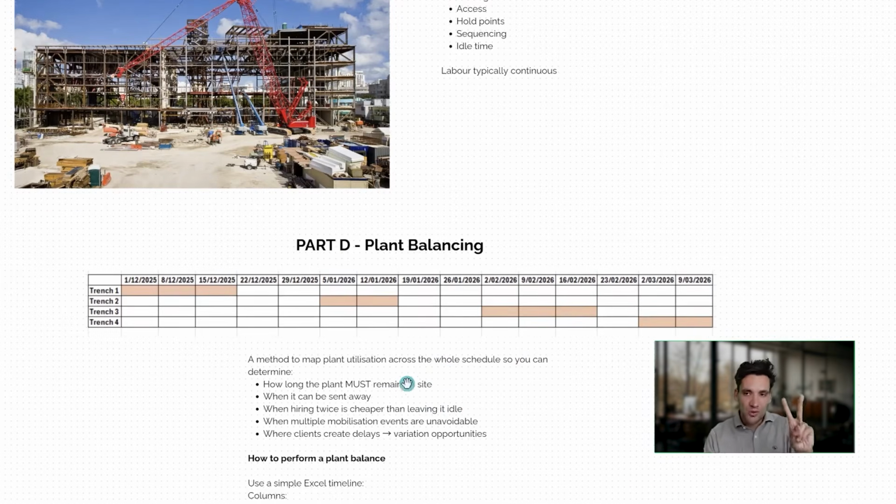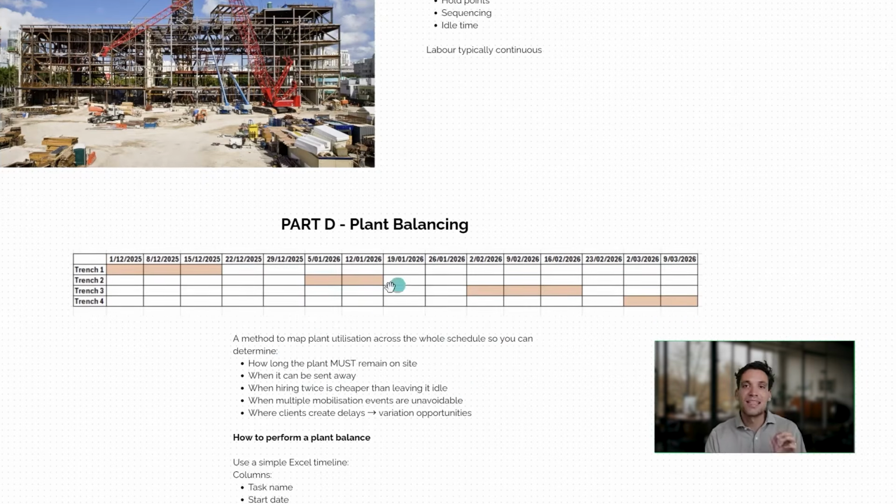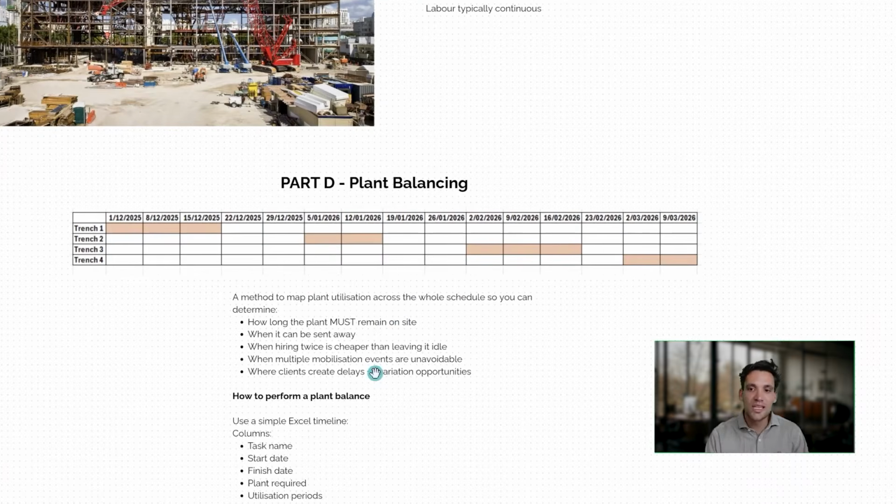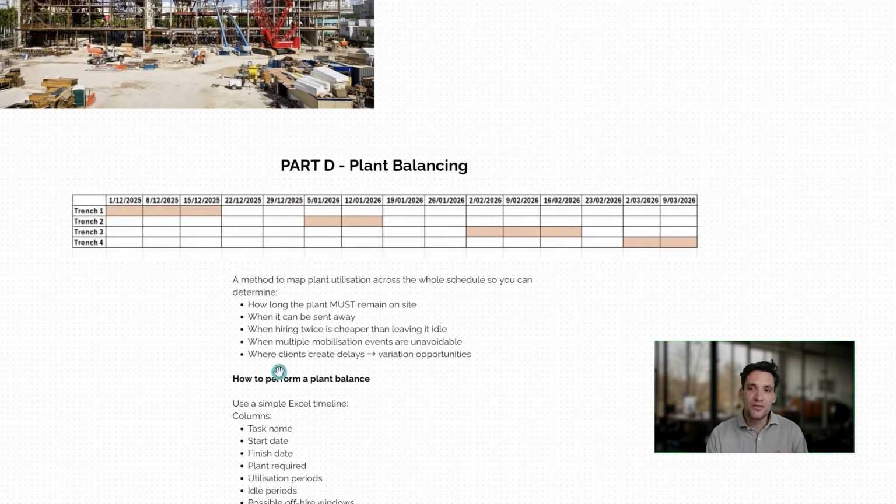Now, there's 2 ways we can tackle this. We can demob and remob the plant every time we need it separately, but all that's going to do is probably massively increase our mobilization costs if we're talking about something like an excavator, or we can have it on site and pay for idle time. This process of going through and working out what is the optimal way to do this, how many mobilizations you need, how much additional idle time you have to allow for, is referred to as plant balancing. And to do plant balancing effectively, you need a rough schedule or sequence of the work.